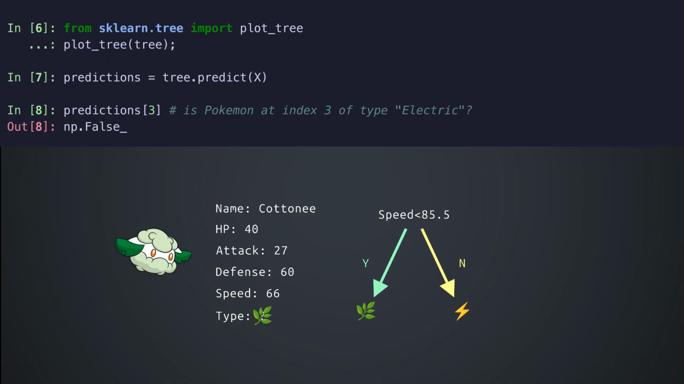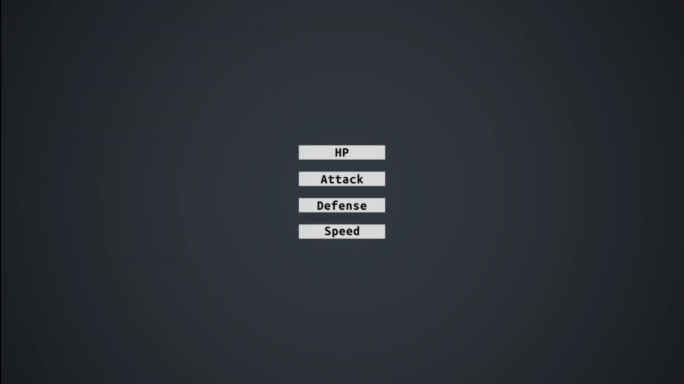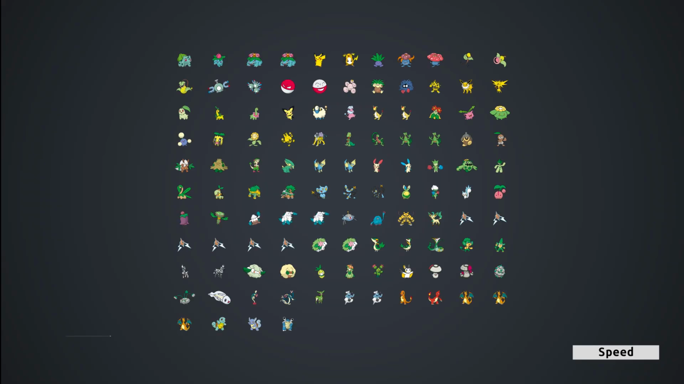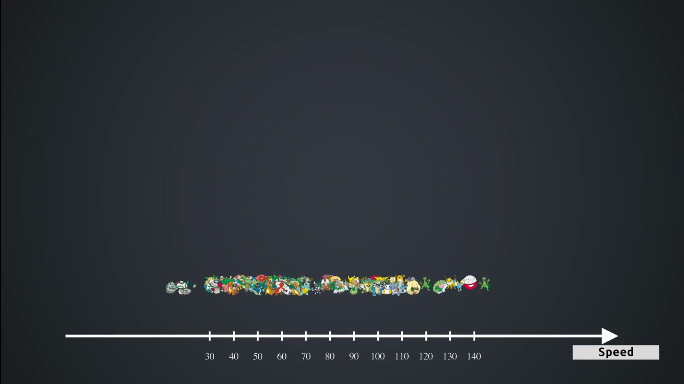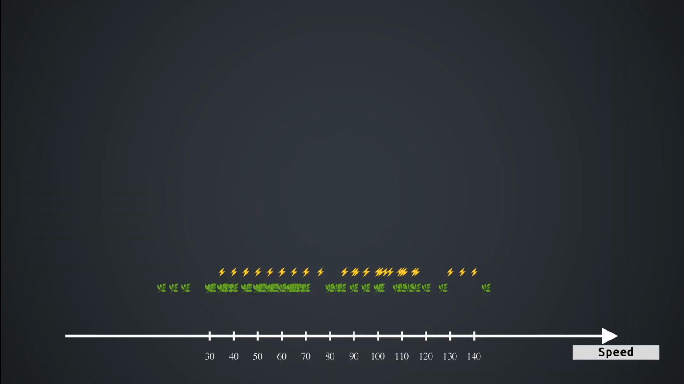Let's now see how the fit method learns to predict the types of Pokemons based on our training data. The fit method looks at each feature in the data, for example the speed feature. Then it lines up all the Pokemons according to this feature, looks at their types, and finds the cutoff that best separates the data, in the sense that all grass Pokemons fall on one side and all electric Pokemons fall on the other side.